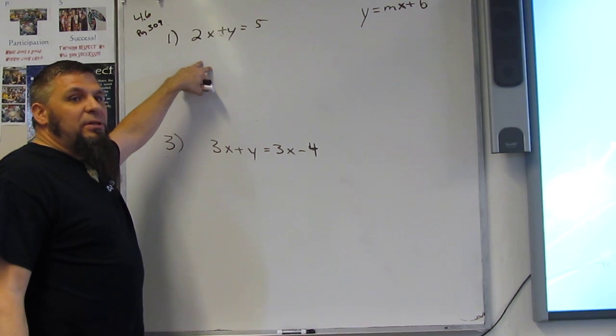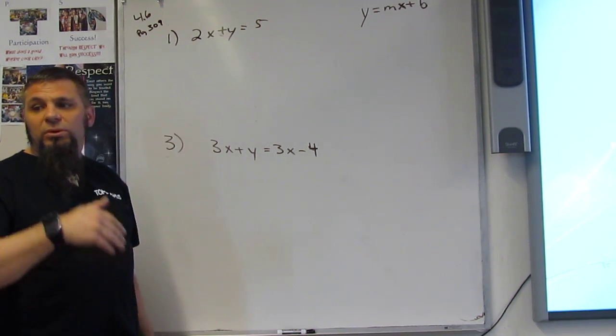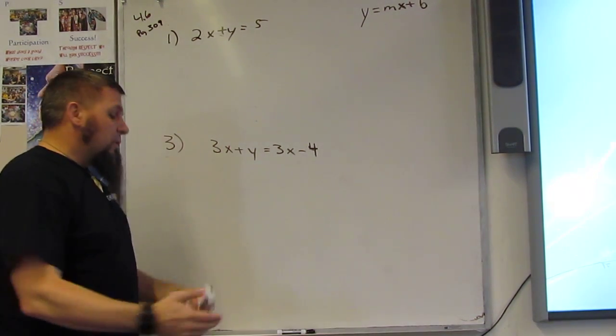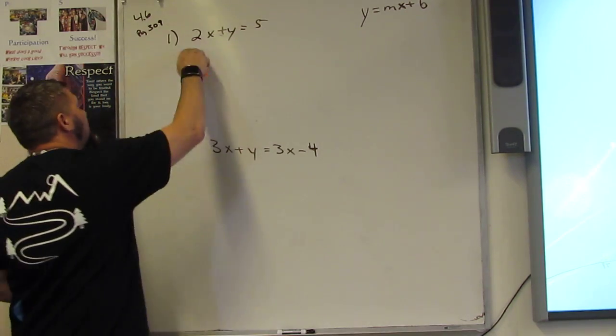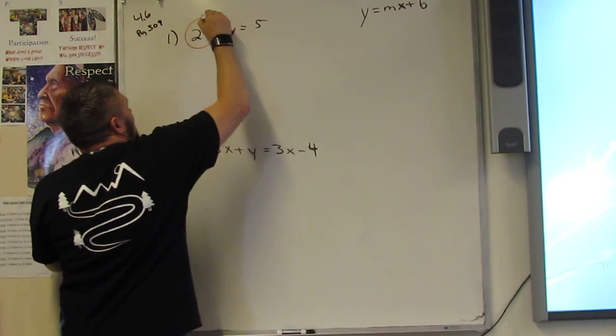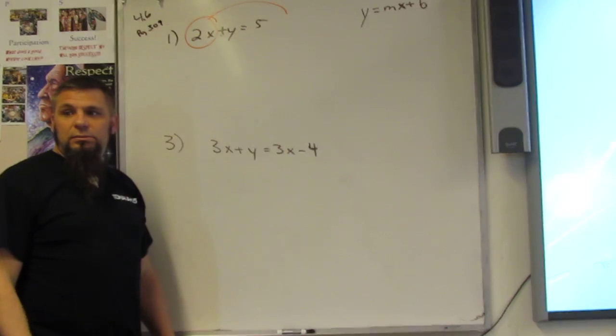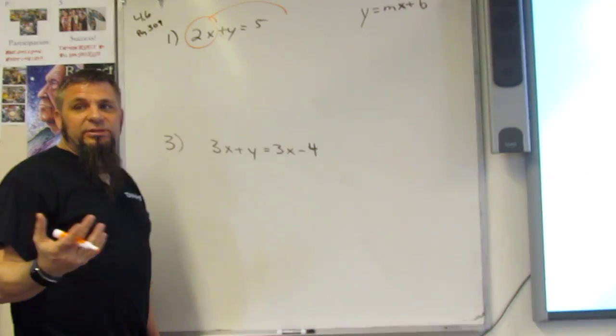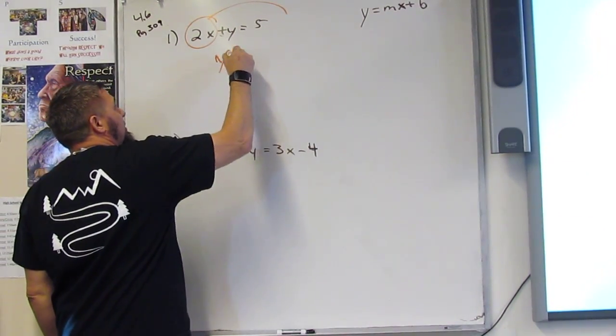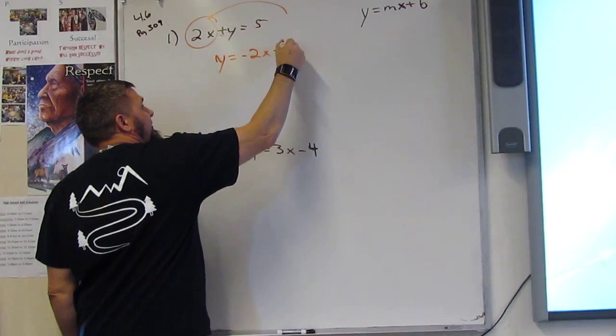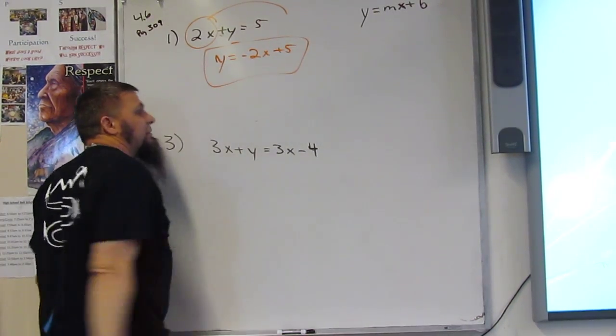Now that just means put it in y equals mx plus b form. So you have a y equals. Okay? So right away, all I need to do is move this guy over here. Right? And the x goes in front, right? So it's just y equals negative 2x plus 5. And I'm done. That was easy.